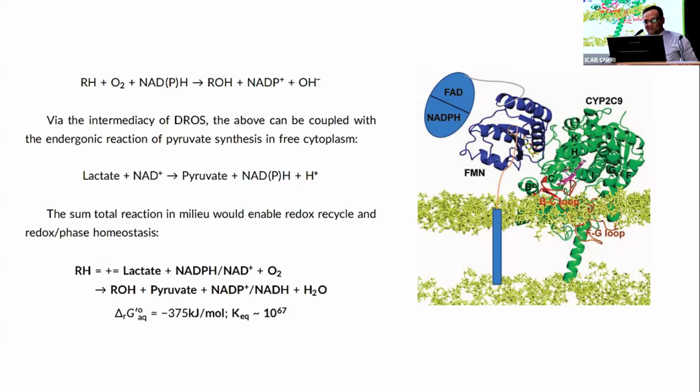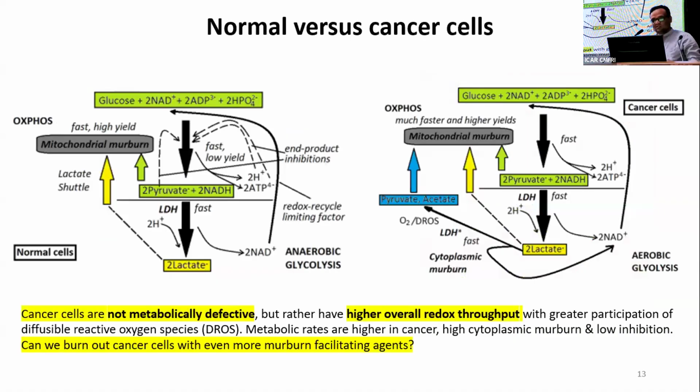Why does that happen? We have an explanation for that. So in the normal cells, on the left side, you can see that there is conversion of glucose to pyruvate and then to lactate. I told you lactate is the final step of glycolysis. The final product is not pyruvate, it is lactate.